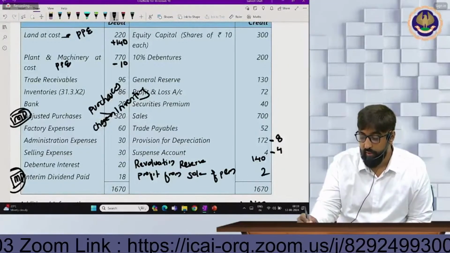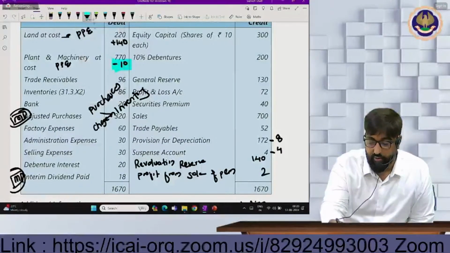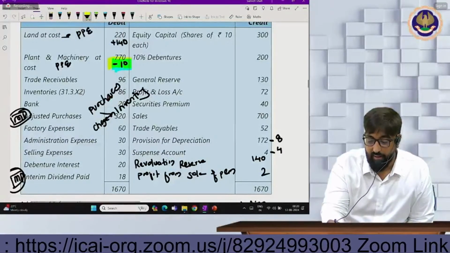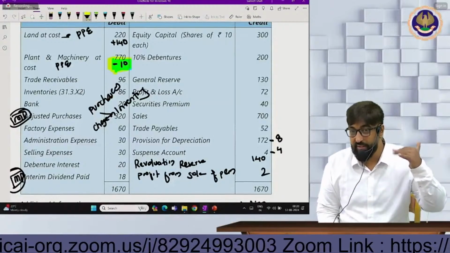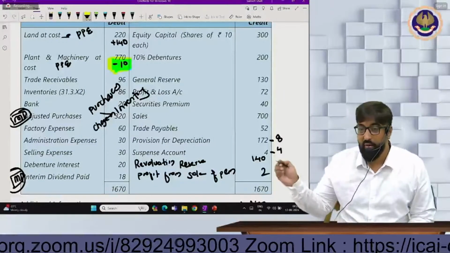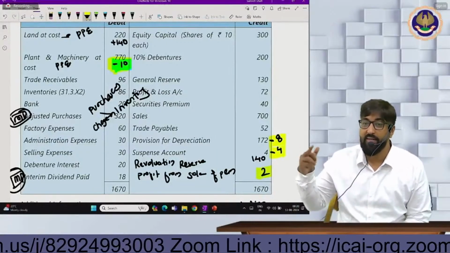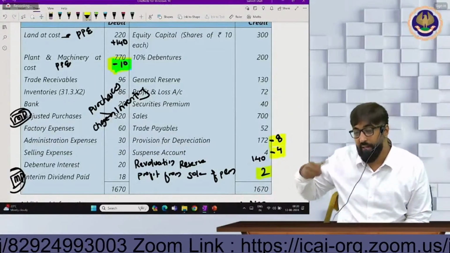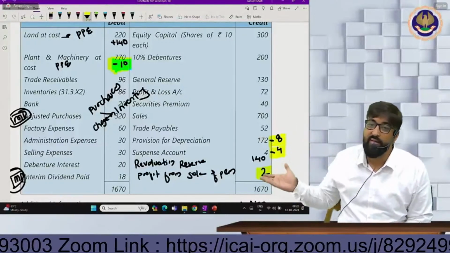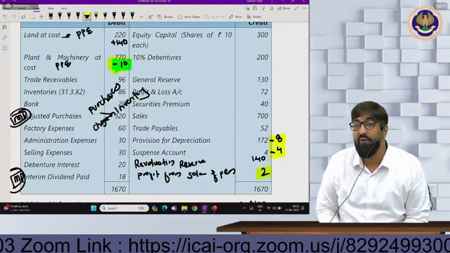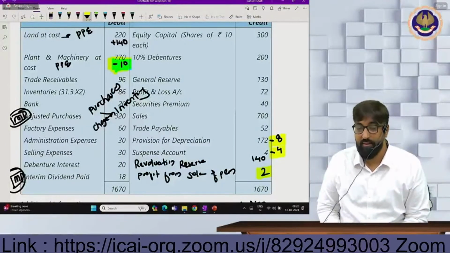See, I reduce minus 10 from here, which means on the debit side minus 10. And on the credit side, minus 8, minus 4, plus 2: minus 8 minus 4 is minus 12, plus 2 is minus 10. So on the debit side also minus 10, on the credit side also minus 10. So did my tally happen? Yes, sir.